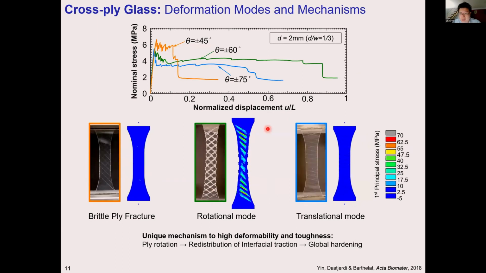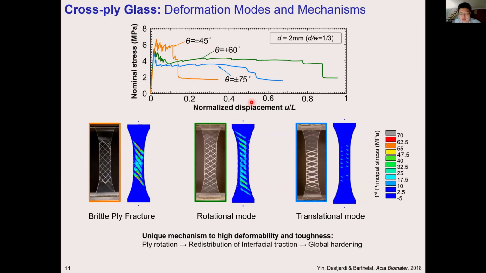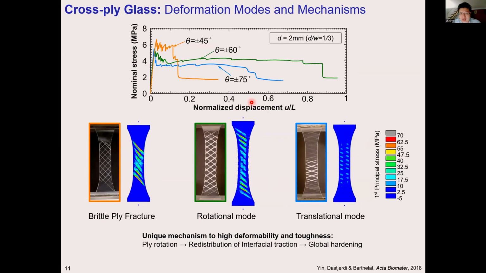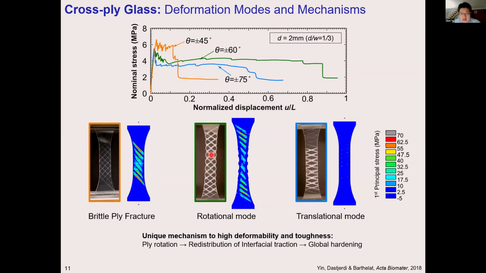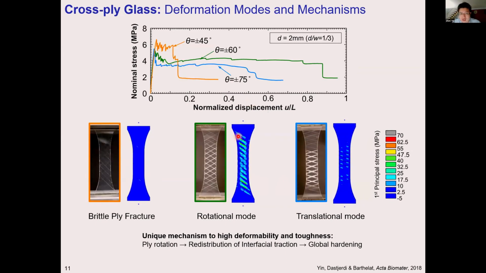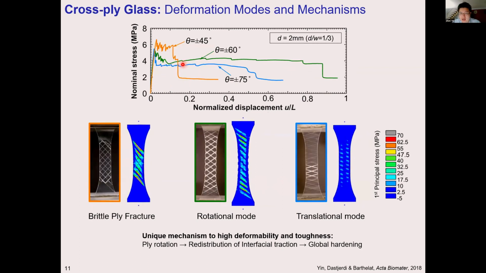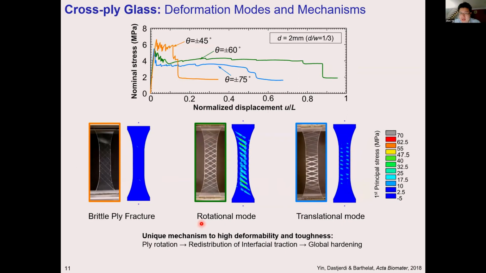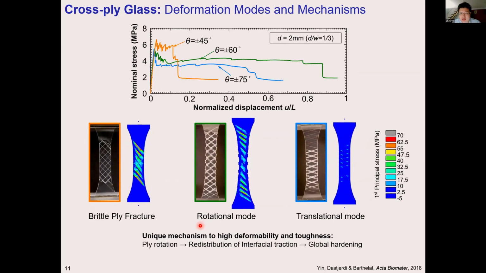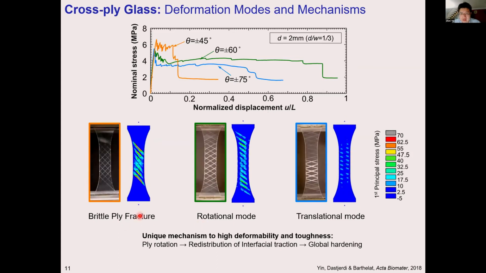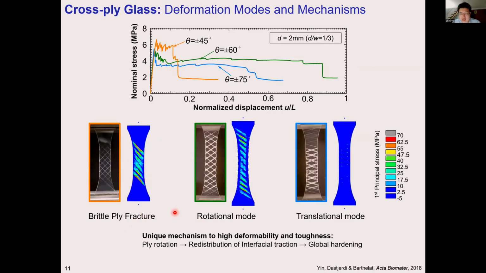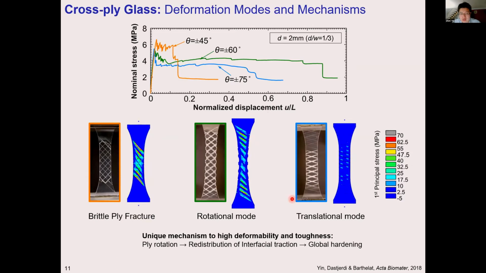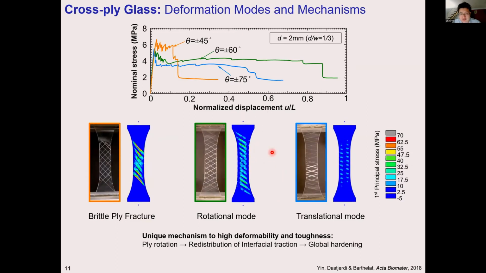And so the best design has relatively intermediate ply angles, where you can see a large degree of ply rotation. It further leads to a high deformability. All those deformation modes and mechanical behaviors we can predict by the finite element method, using cohesive law, cohesive zone models to simulate the interface.